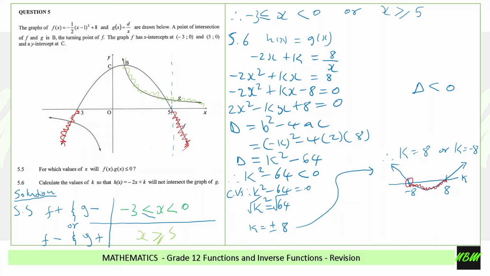Therefore, negative 8 and 8 are not part of the solution. We use open circles. Therefore, our solution will be between negative 8 and 8. It will be where k is less than 8 but greater than negative 8. So these will be the values of k where h and g do not intersect.